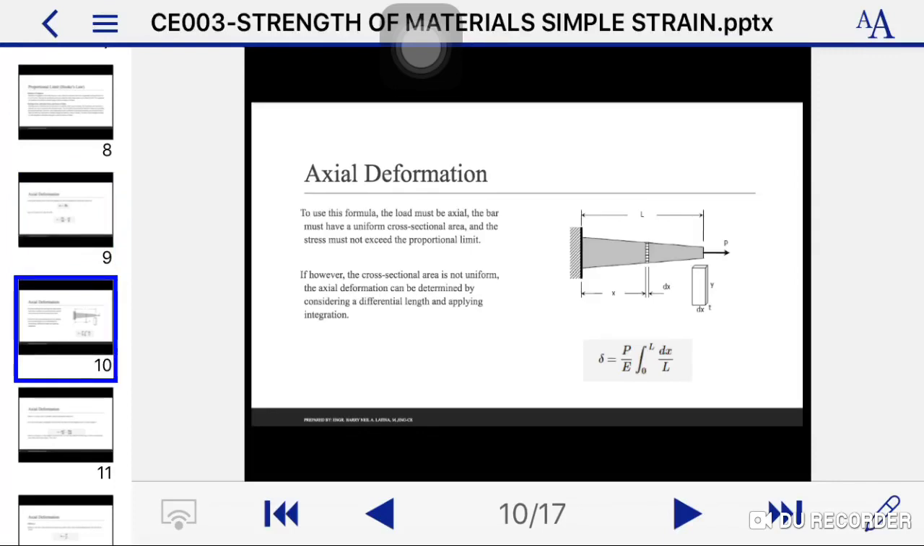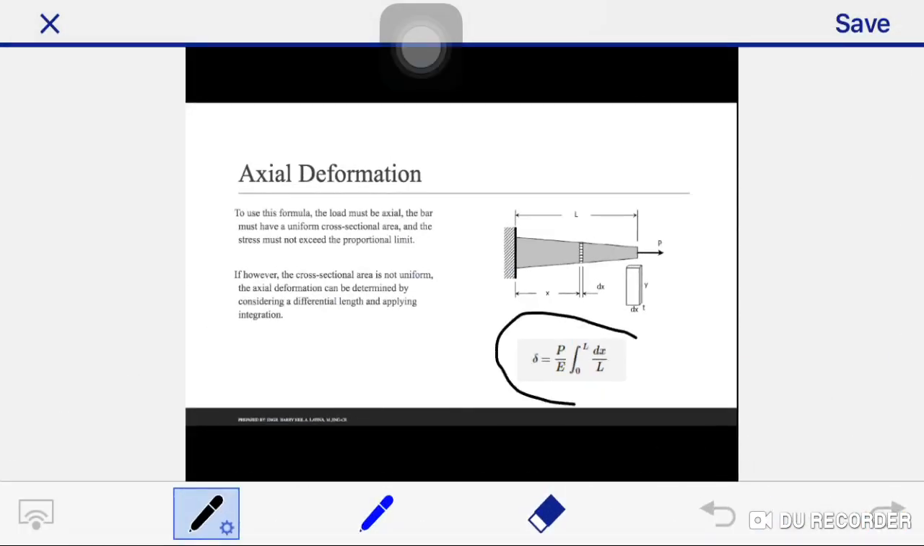So to use this formula, the load must be axial. So axial, ibig sabihin point load yan. So we have different types of load: uniformly distributed load, point load, varying load, and etc. So the bar must have a uniform cross-sectional area, and the stress must not exceed the proportional limit. So if however the cross-sectional area is not uniform, kung hindi daw uniform yung ating material, the actual deformation can be determined by considering a differential length and applying integration. So ito na yung magiging formula natin if the material is not uniform in cross-section.